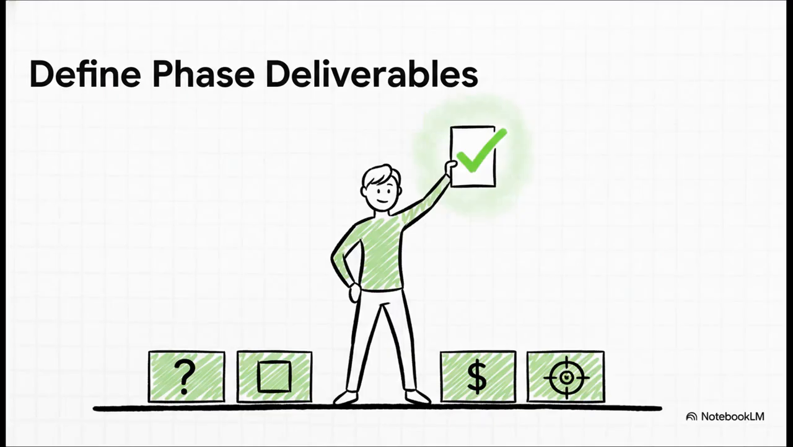So by the time you're done with the define phase, you don't have a solution yet, but you have something that's maybe even more valuable. You have absolute clarity. You walk away with a clear problem statement, a defined scope, you understand the financial impact, you have clear goals, and, the big one, you have an approved project charter. That's basically your green light to move forward with total confidence.